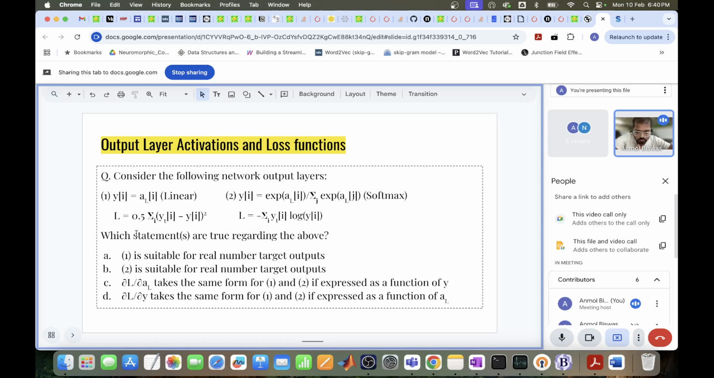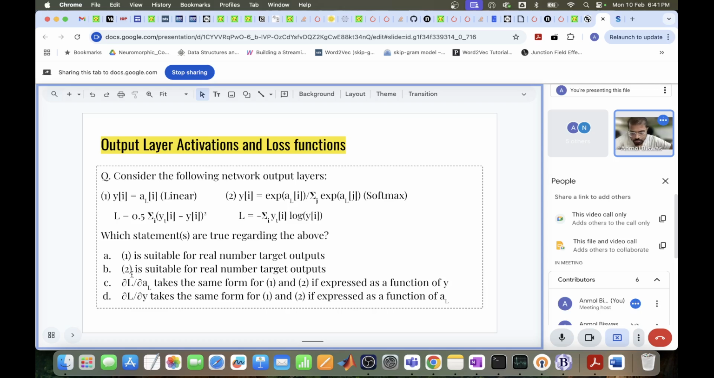So here are basically two setups. One uses linear, right? And you have a loss that is mean squared error loss. The other one is generating a softmax output, right? And you have a loss that is the cross entropy loss, right? So this is softmax plus cross entropy. This is linear plus mean squared error. And the question here is, which of the statements regarding these two setups is true.